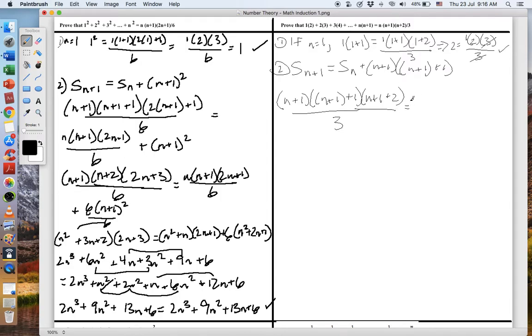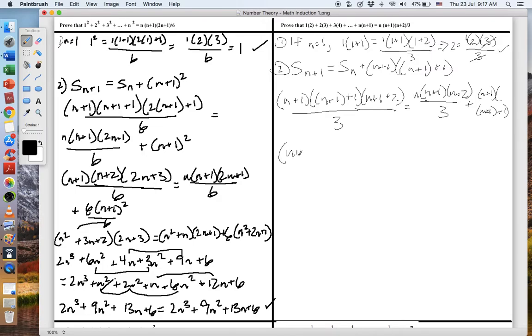And that is equal to, so we have the original series, n times n plus 1 times n plus 2 over 3, and then that's plus n plus 1 times n plus 1 plus 1. And it's just arithmetic and algebra from here on out.